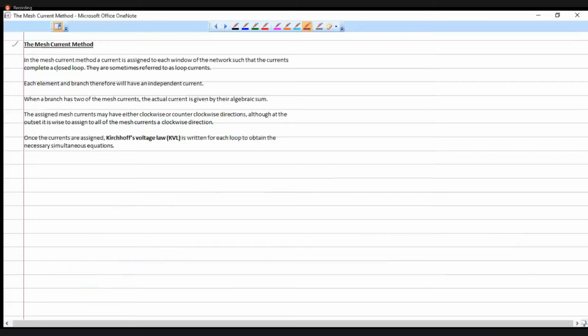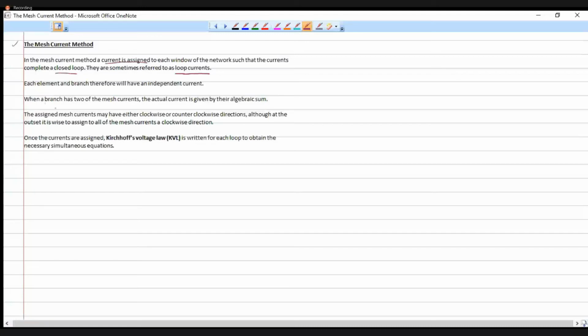So in the mesh current method, a current is assigned to each window of the network such that the currents complete a closed loop. Okay. So here we will be writing the loop currents. We assign a current to each loop. They are also sometimes referred to as loop currents. Then each element and branch will have an independent current that we will write in terms of these loop currents.